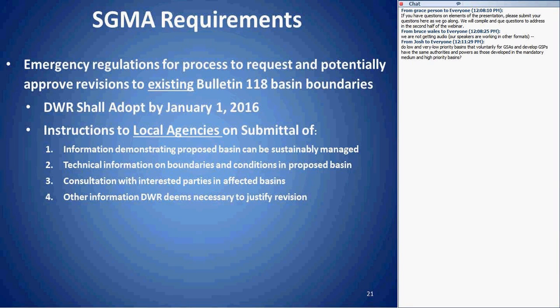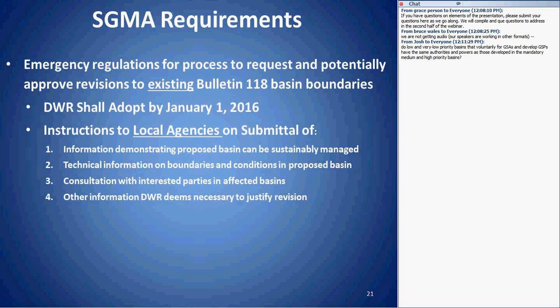We are required to adopt these regulations by January 1st, 2016, and there are instructions to local agencies on what type of information needs to be submitted. And local agencies is underlined there because the Act clearly states that only local agencies can submit revision requests to the department. So public or private landowners would need to work with their local agencies to file a basin boundary revision request.